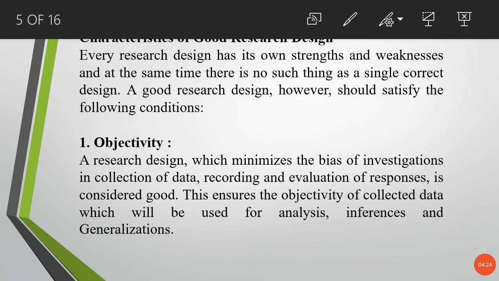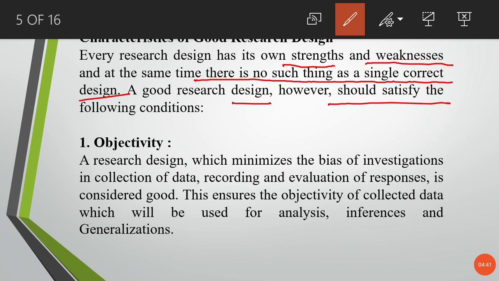Characteristics of a good research design. Every research design has its own strengths and weaknesses, and at the same time, there is no such thing as a single correct design. A good research design, however, should satisfy the following conditions. 1. Objectivity. A research design which minimizes the bias of investigators in collection of data, recording and evaluating of responses is considered good.